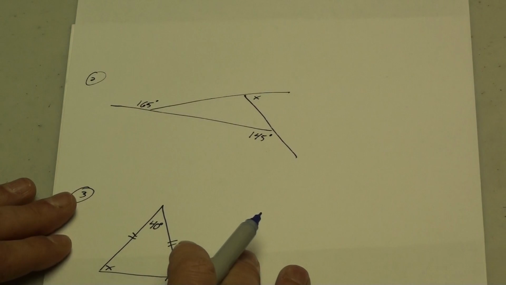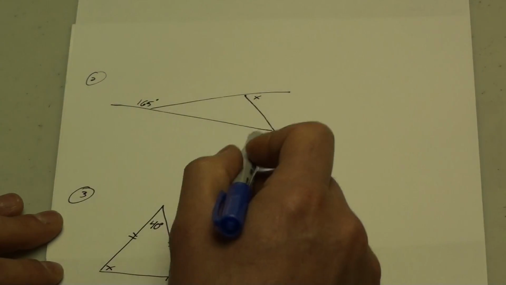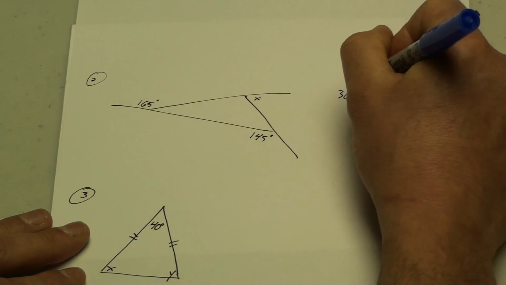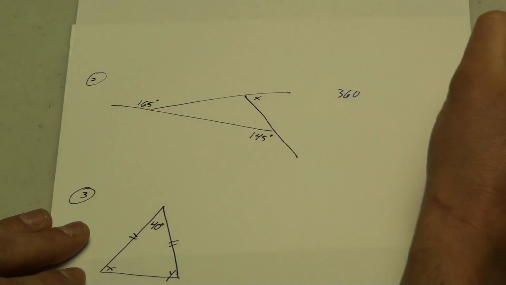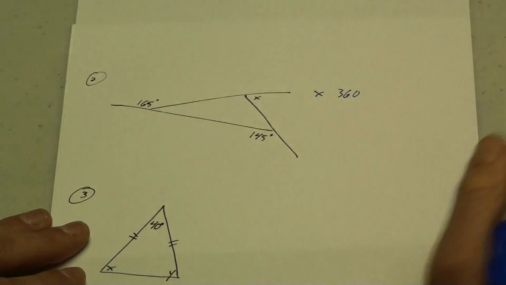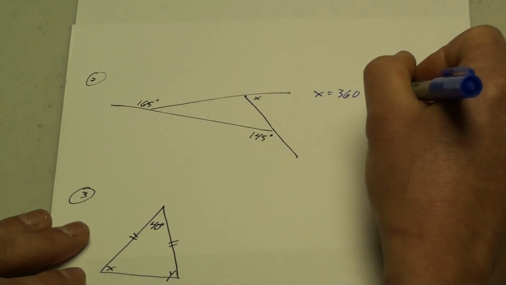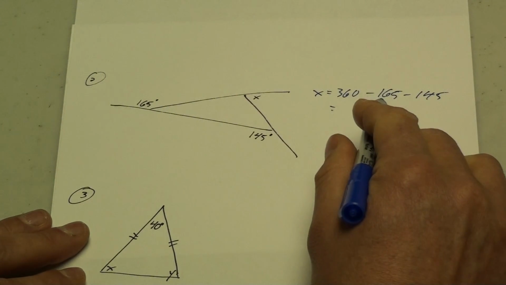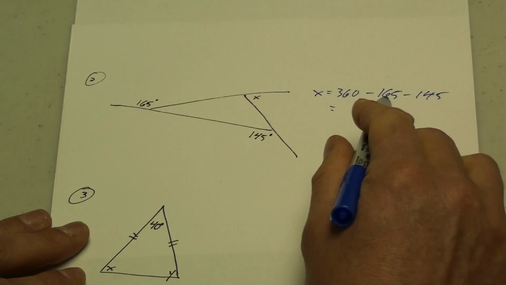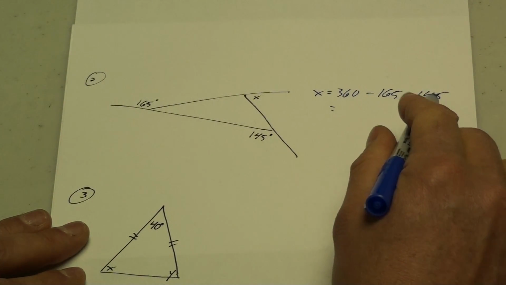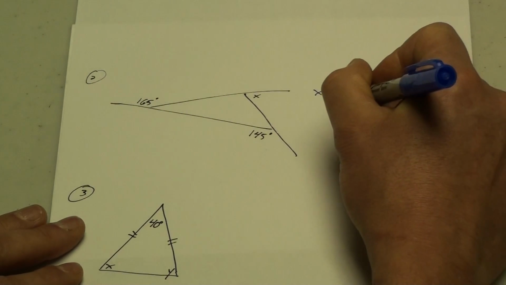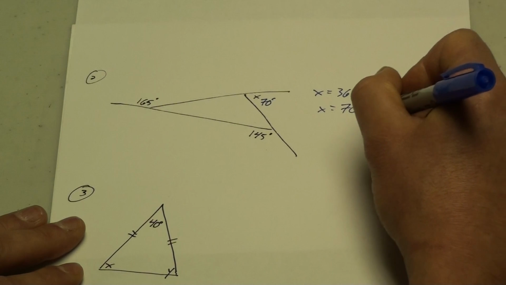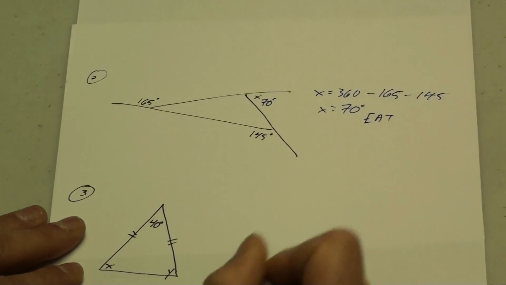Here I have some exterior angles, and that's all I'm worried about, exterior angles. And I know that these exterior angles must add up to 360 degrees. So angle x is going to equal 360 minus 165 minus 145 degrees. Okay, 165 and 145 add up to 310. So that's going to leave me with 70 degrees for angle x, and that was exterior angle theorem.